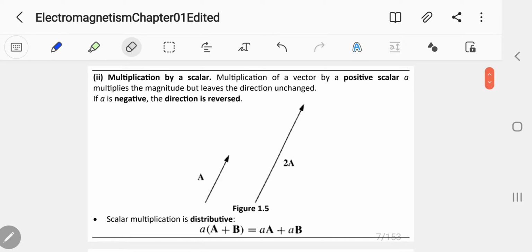Multiplication of a vector by a scalar. Here you have a vector A, and then you have another vector here, 2A. This means that the magnitude is twice. You are just multiplying by a scalar. The direction is preserved.